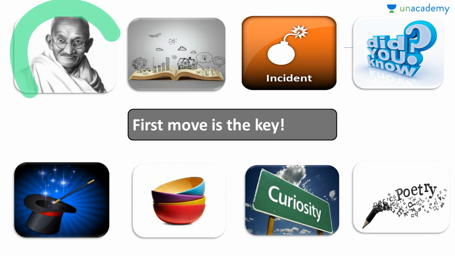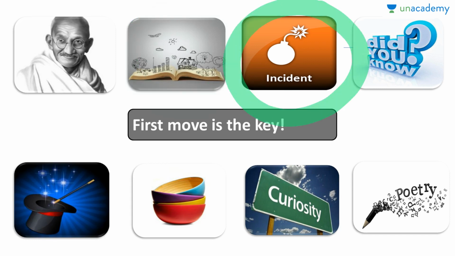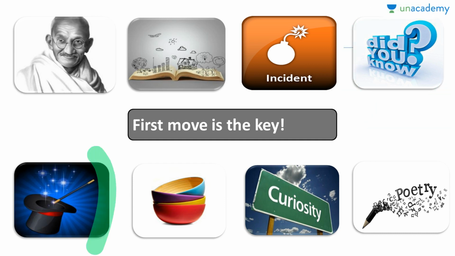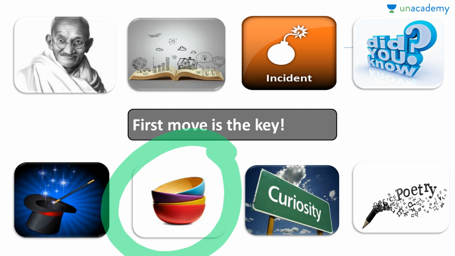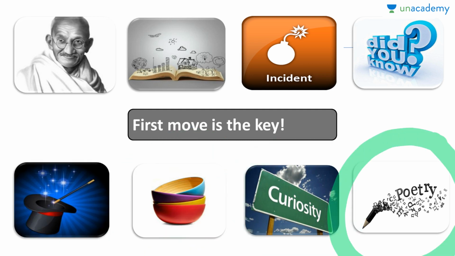Well, the first thing I've discussed is how quotes from famous people can be an effective starter, and then you can also use stories to a great effect. You can discuss certain incidents, and that can also prove to be very handy. You can share amazing and perplexing facts that engage the audience. You can also use some magic tricks if you can somehow master them. You can use props with amazing impact on the audience. You can use curiosity, and then you can use poetry.